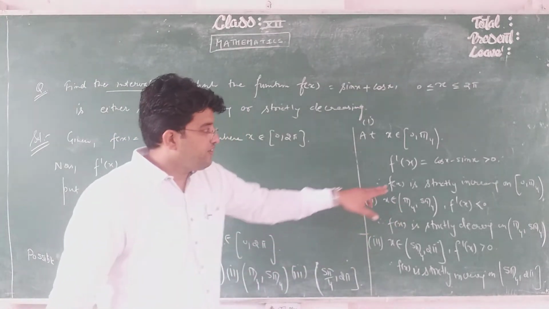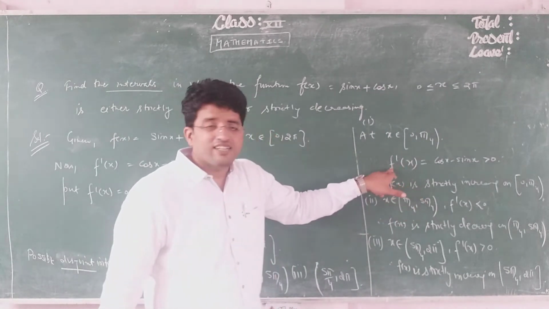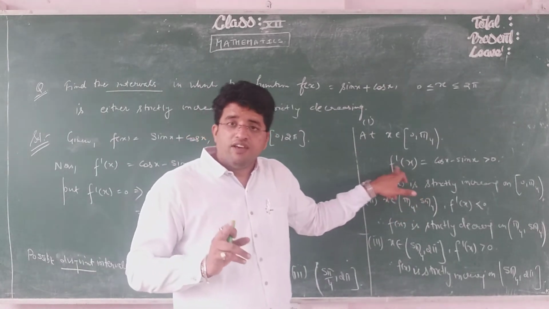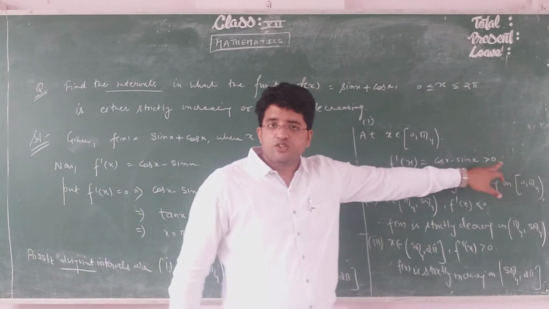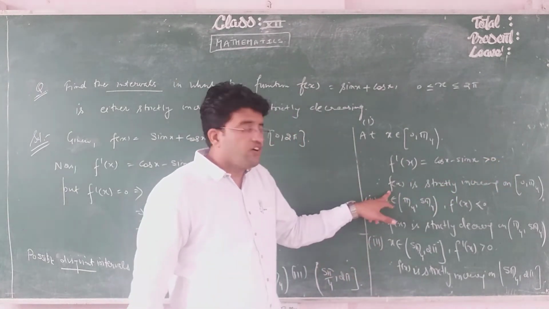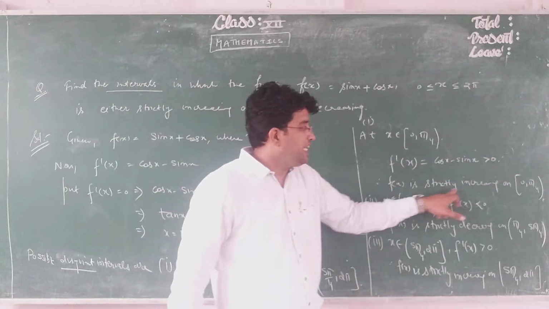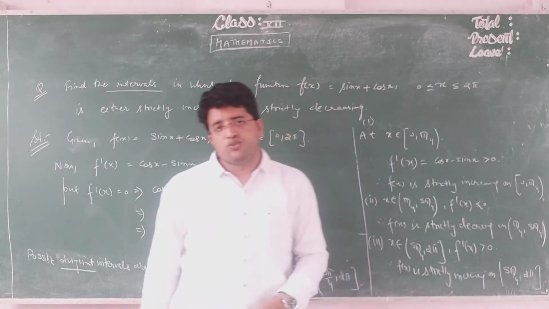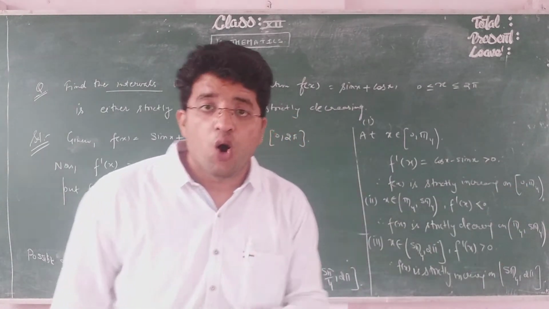Okay, so we check the sign of f dash x. Whenever we get f dash x greater than 0, then we can say the given function f(x) is strictly increasing on 0 to pi by 4, 0 closed and pi by 4 open.